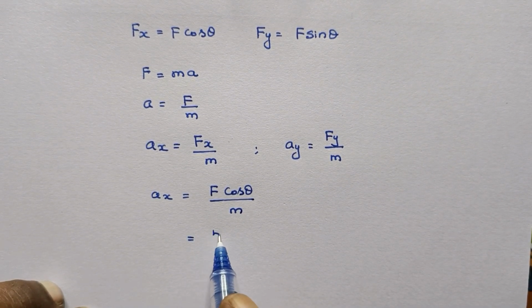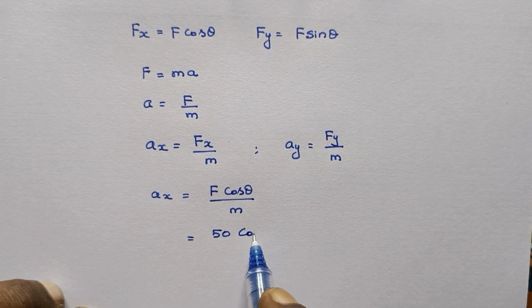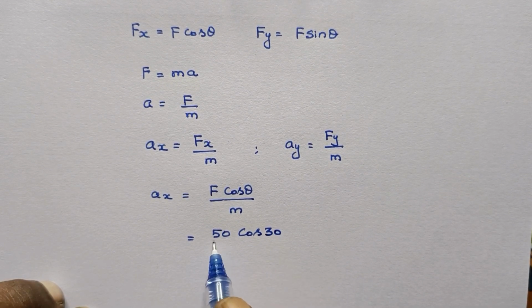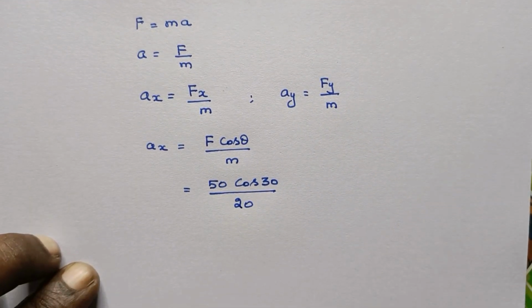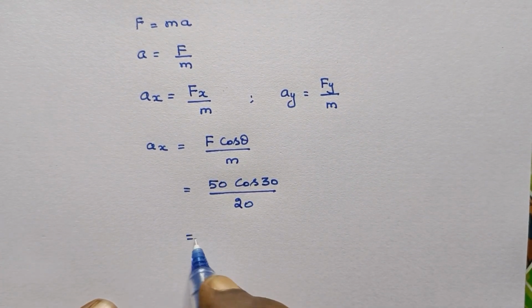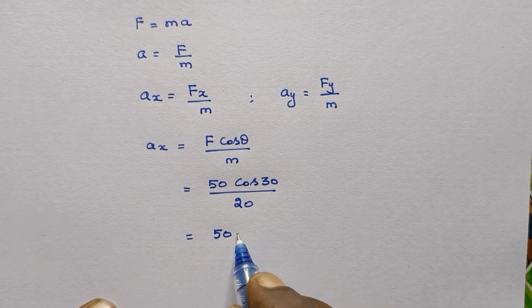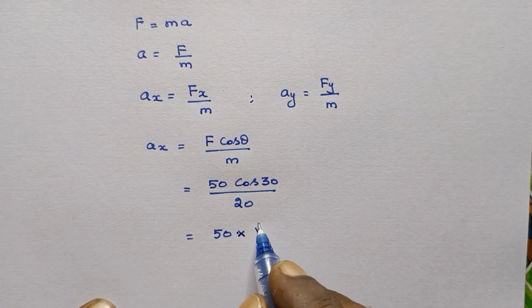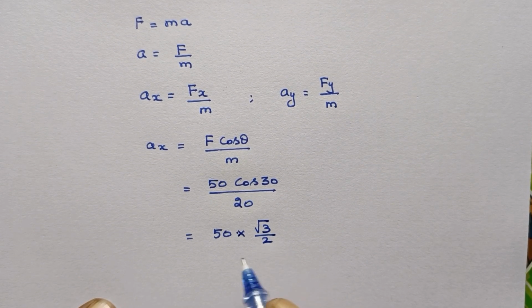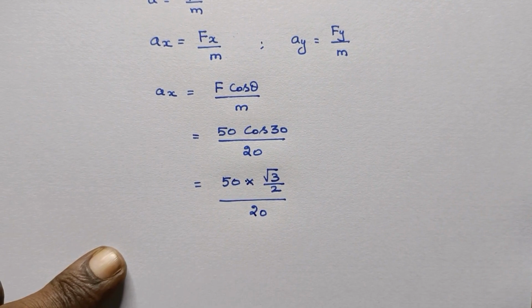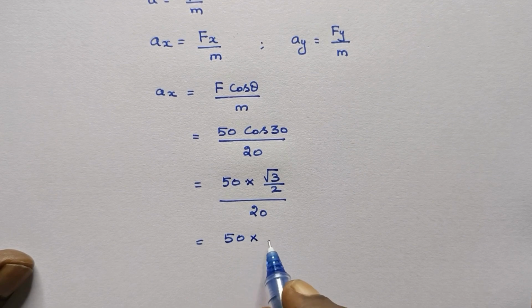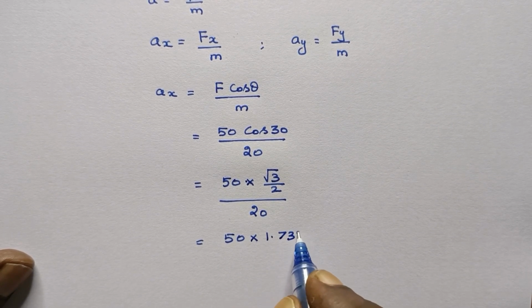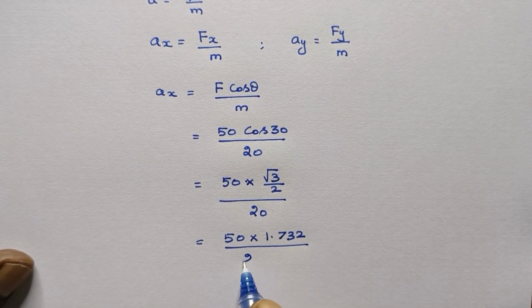What is the value of F? 50 cos 30 degree by m, value of m is 20. So this is equal to 50, cos 30 is root 3 by 2, divided by 20, and this can be further written as 50 into 1.732 divided by 2 into 20.